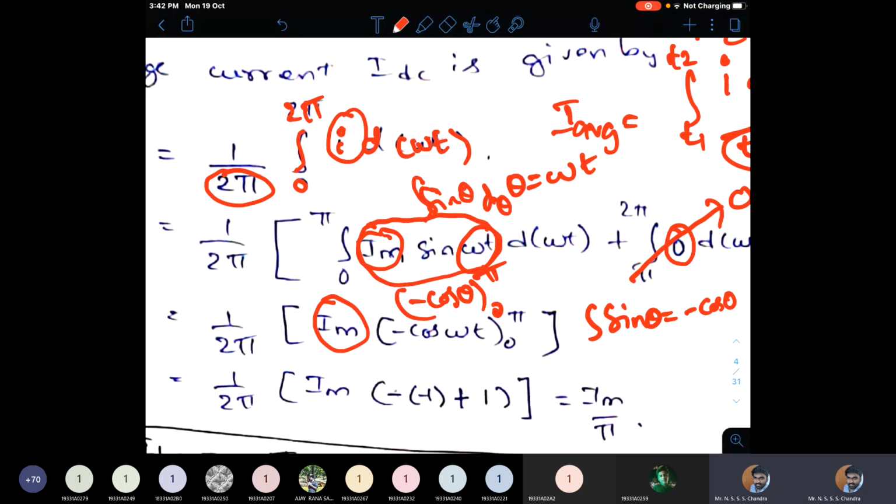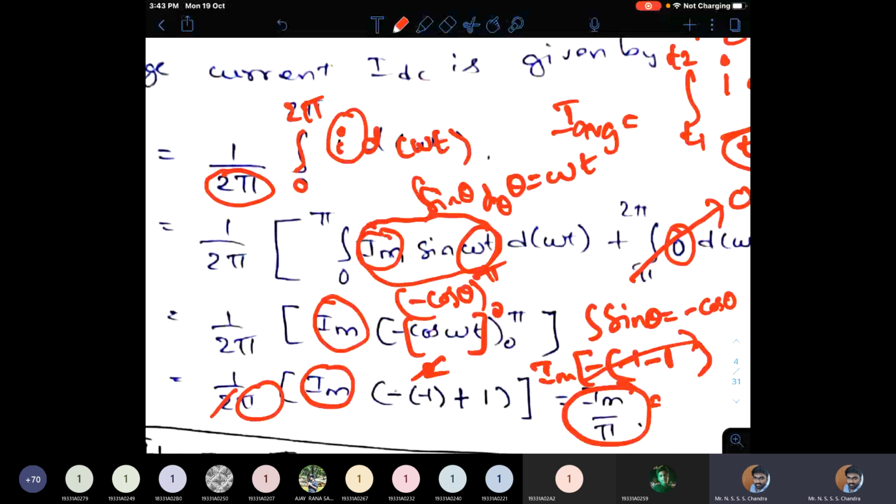So what's the value of cos pi? Minus 1. It's not 1, it's minus 1. So in this value I have Im into minus of cos pi, which is minus 1, and then minus of cos 0. What is cos 0? It is 1. So it becomes minus 2 into minus, that becomes 2. So this value is 2, and here we have 2 pi. The 2 gets cancelled, and you will be left with Im by pi.